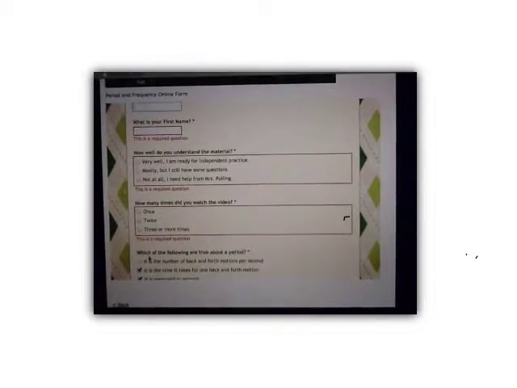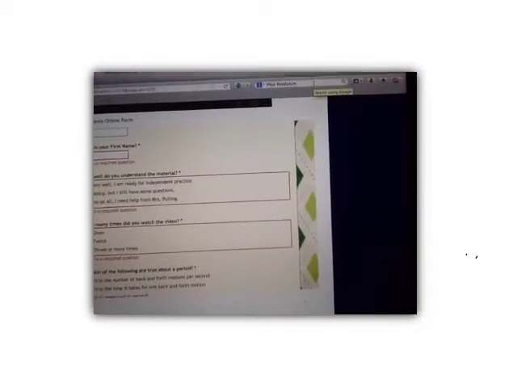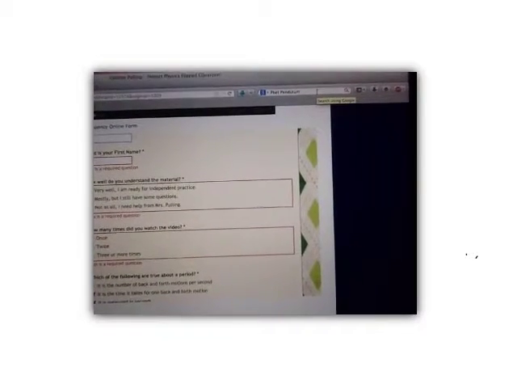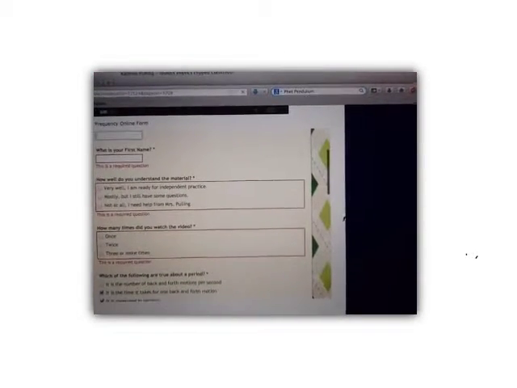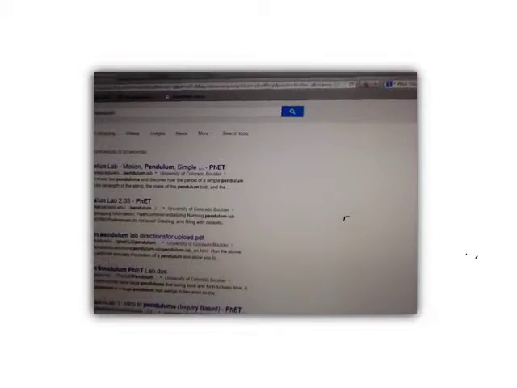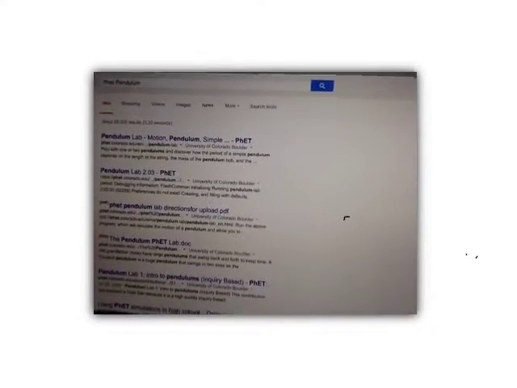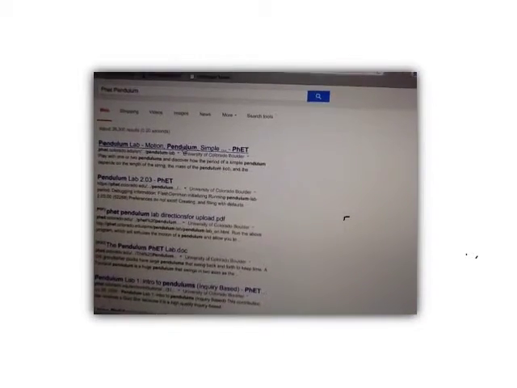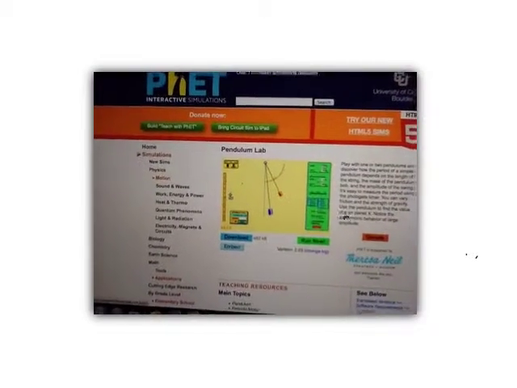Okay, I have to go fill out my name. But to do your lab today, what I want you to do is, you can pause this so that you can get logged into the Chromebooks. Okay, so get logged in. And what I want you to do is, when you open the browser, in the search area, type in PhET pendulum. And then it should be the first one that pops up. Pendulum Lab, motion, pendulum, simple, PhET. Alright, you can hit run now.